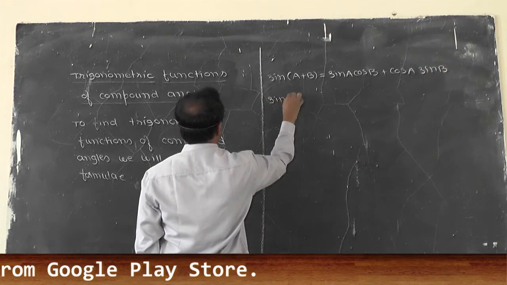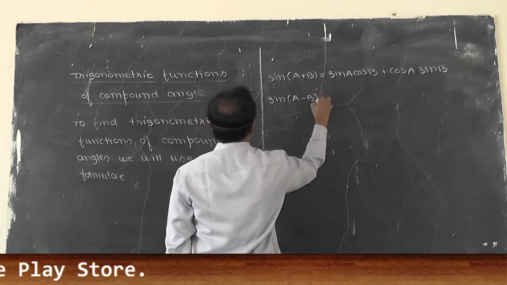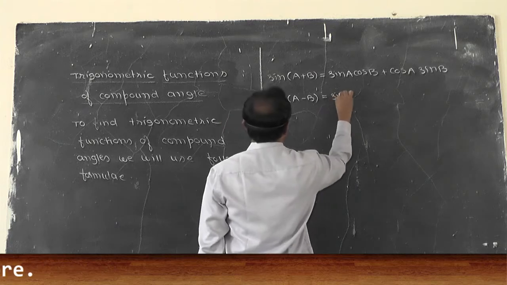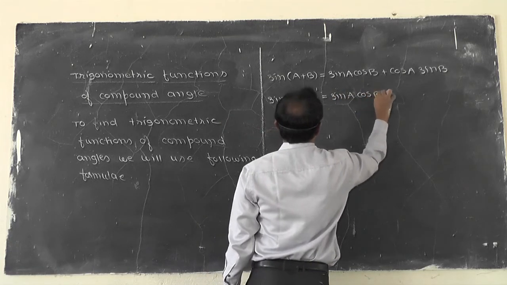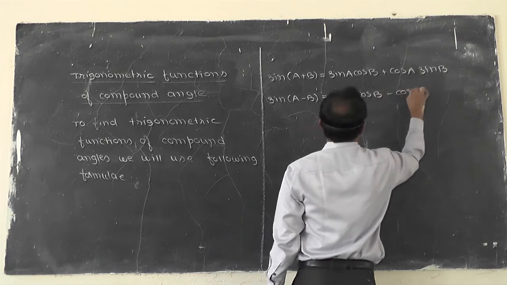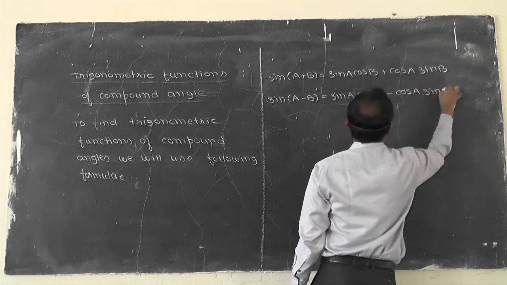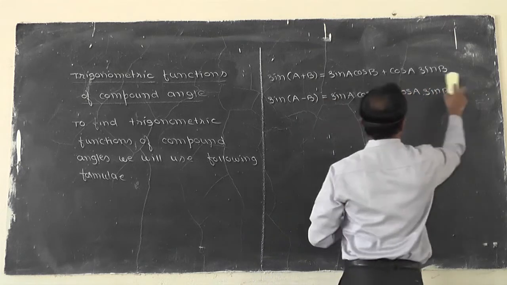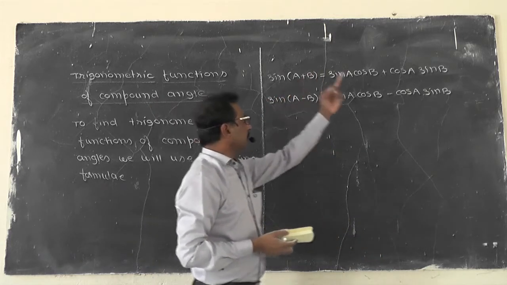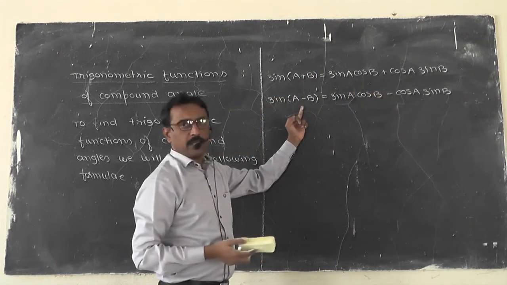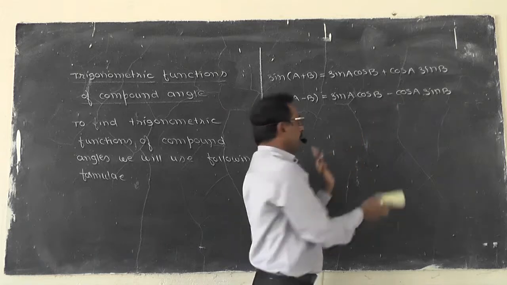The second one is for sin of A minus B. That formula is sin of A cos of B minus cos of A sin of B. I think the first one and second one are of similar fashion. If it is A plus B, then the sign here is plus. If it is A minus B, then the sign here is minus.